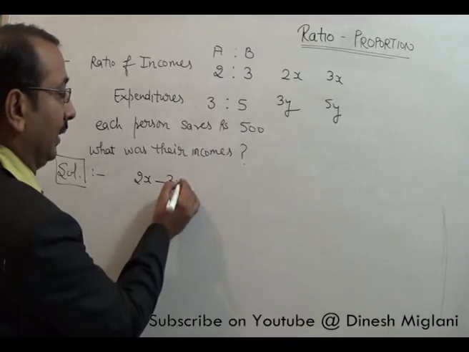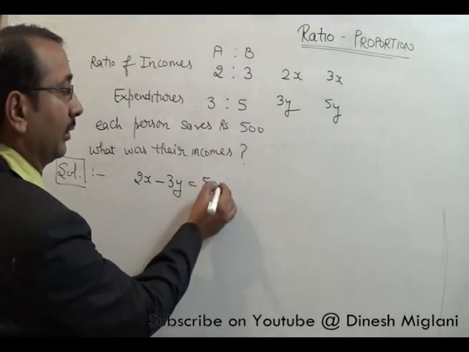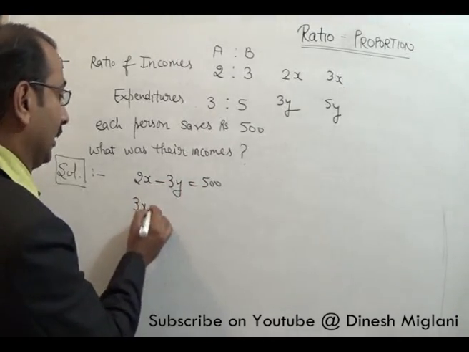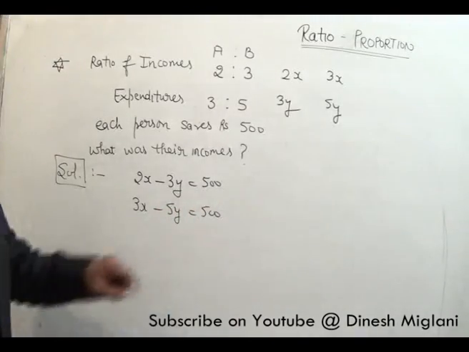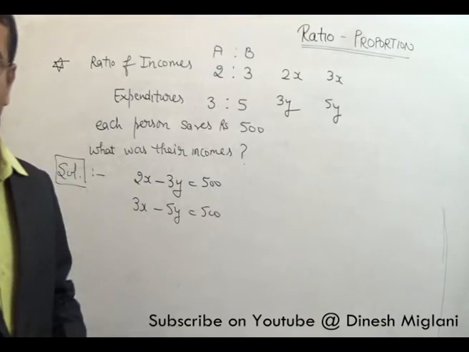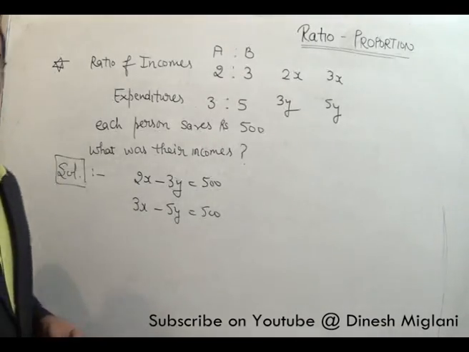2x minus 3y, this is my saving in the first year, 500 of the first person. For the second person, 3x minus 5y is equal to 500. Because this is the income and this is the expenditure, so I have to subtract expenditure from the income.